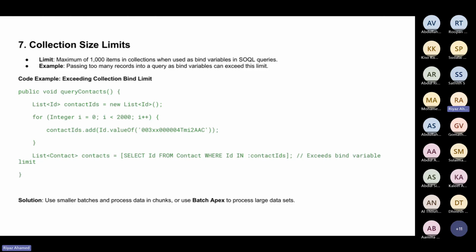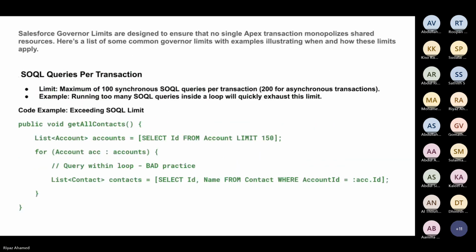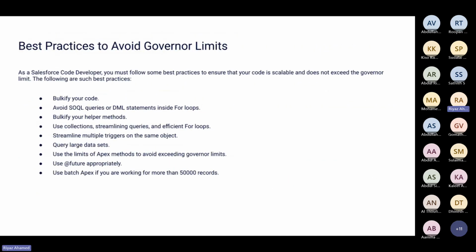So during development, we need to ask the business what their expectation is. We need to consider the number of records. If it is a large number of records, we need to go with asynchronous processing. Okay, so these are all the Salesforce limits, the governor limits in Salesforce.